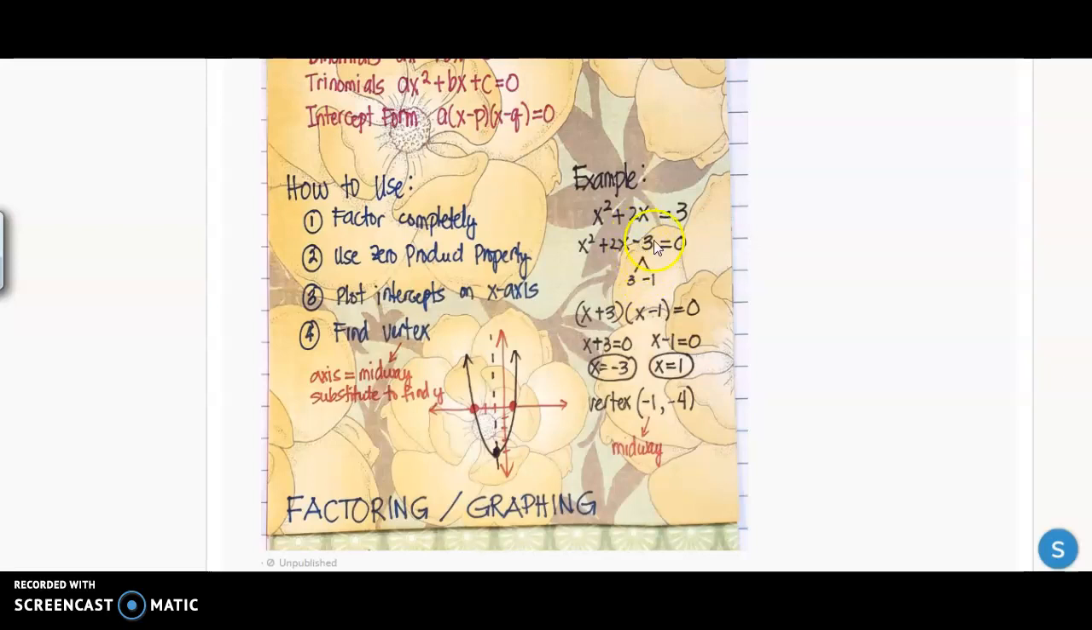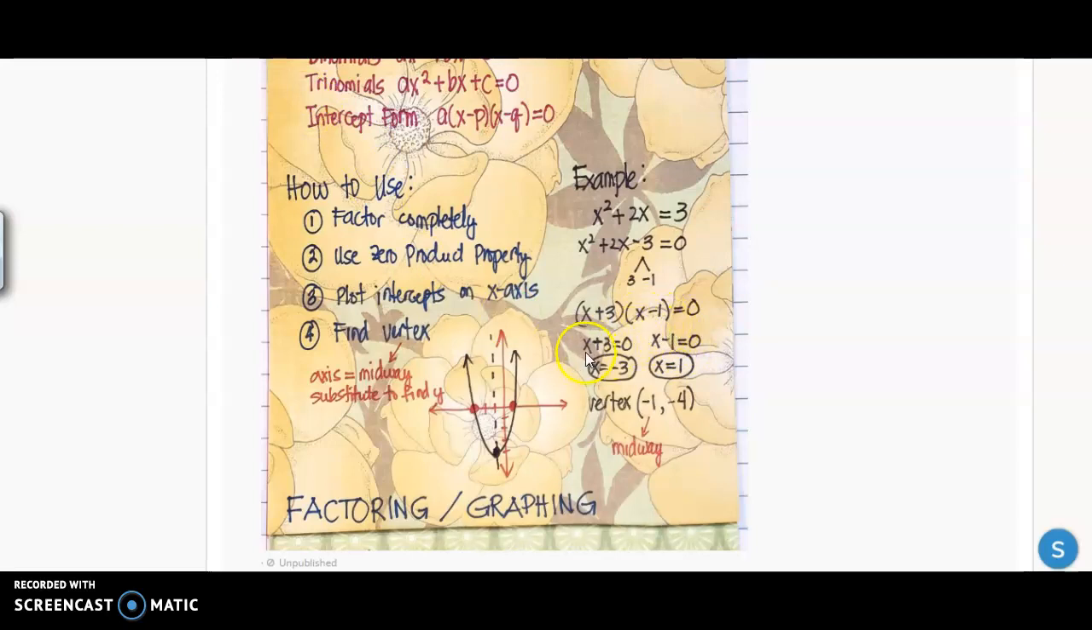So just think of two numbers that multiply to -3, and when you add or subtract them, you get +2. So in this case, 3 and -1. Then use the zero product property after you have factored the equation completely. So this is x plus 3 and then x minus 1.